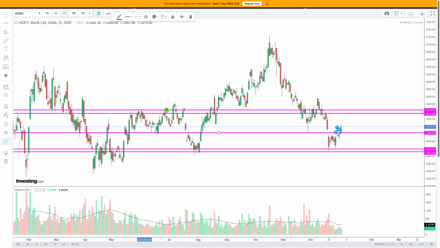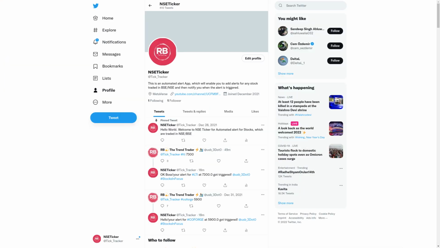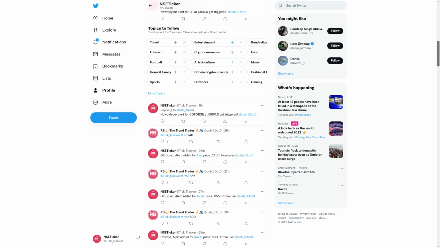Say for example, this is how you trade breakouts, right? So for me, such an alerting system was missing, and hence I thought of getting something up and running for me. So the solution which I integrated is this particular NSE ticker. Here you can see, this is basically a Twitter app, sort of a bot which actually does this for me, and I'm going to showcase how it does this automatically.